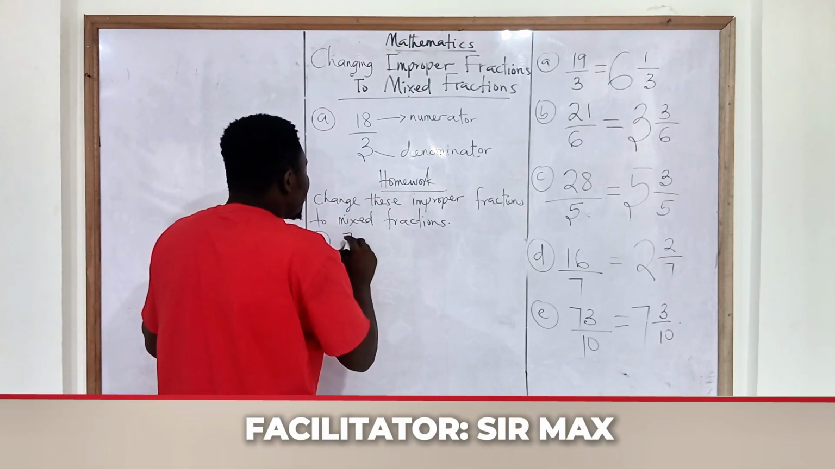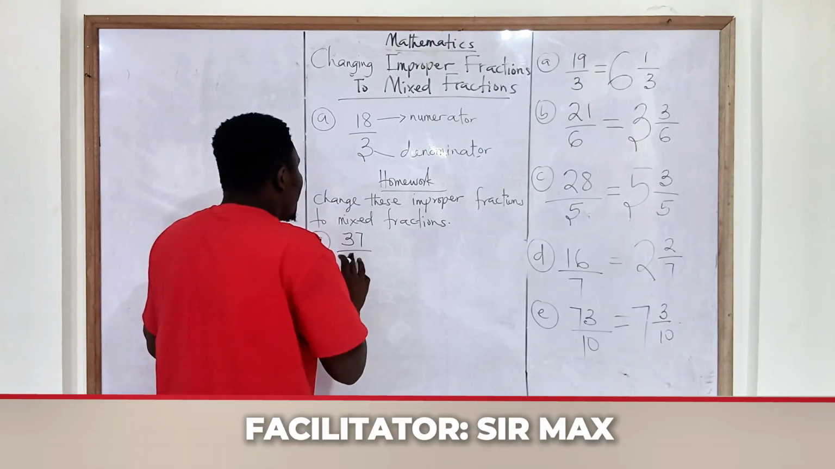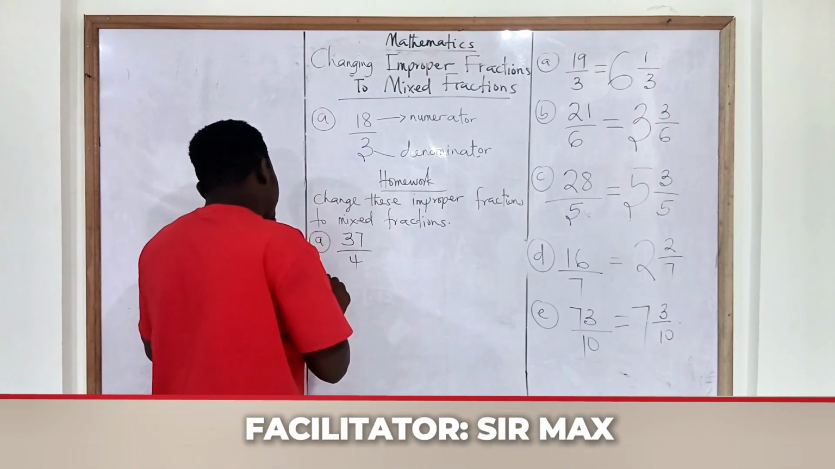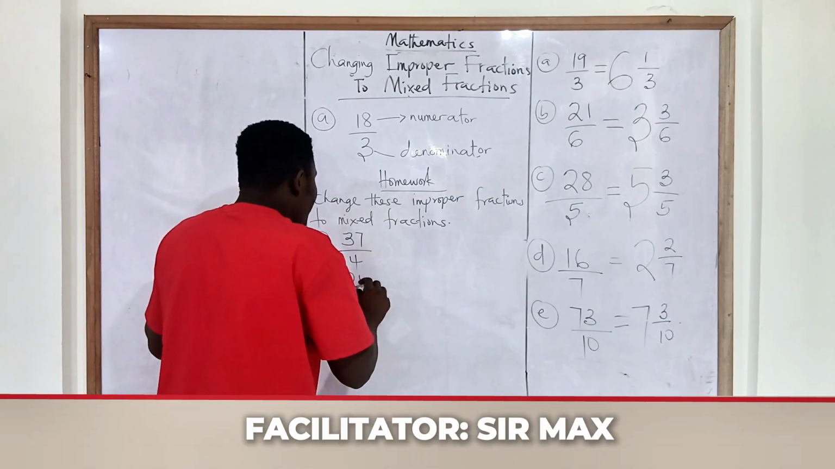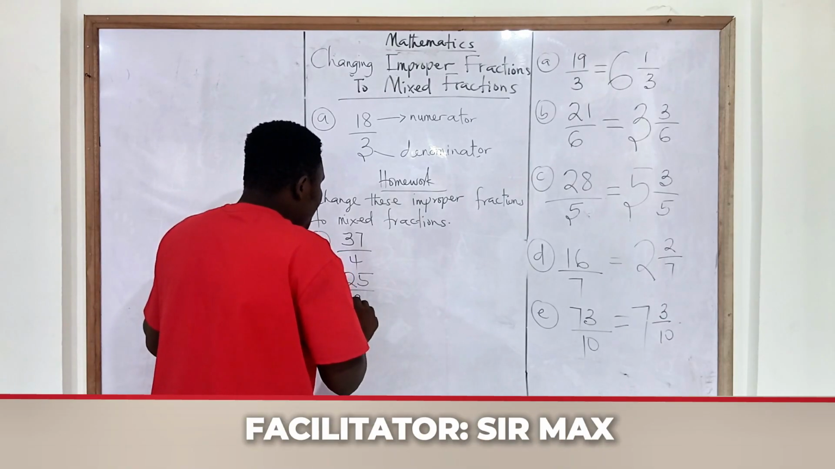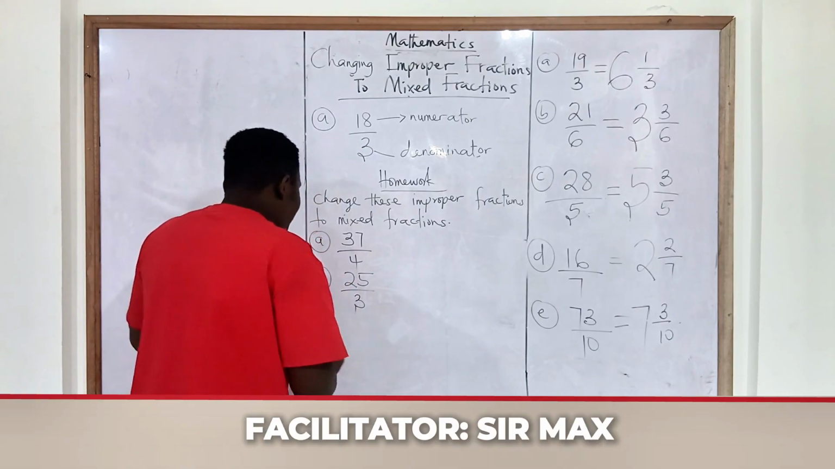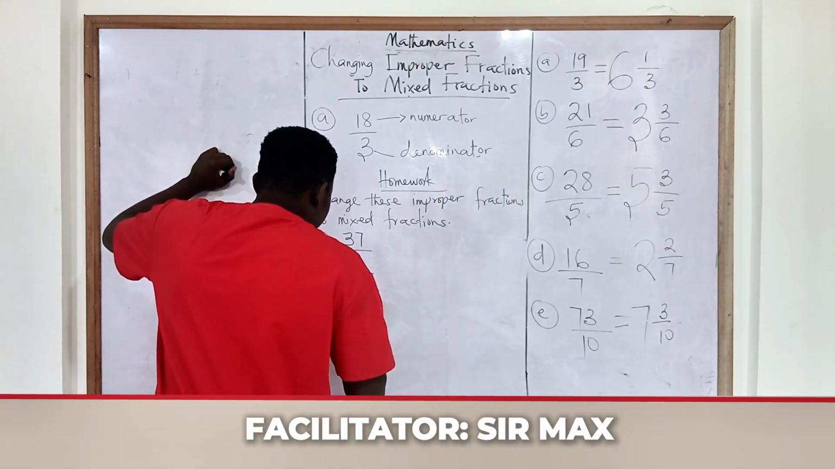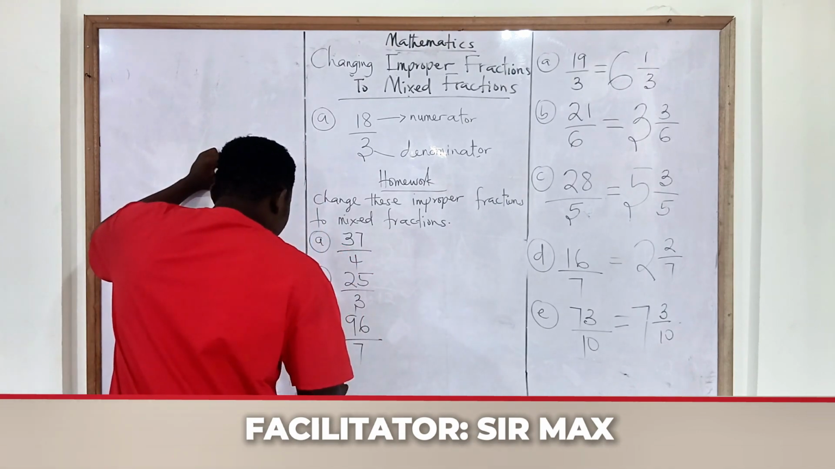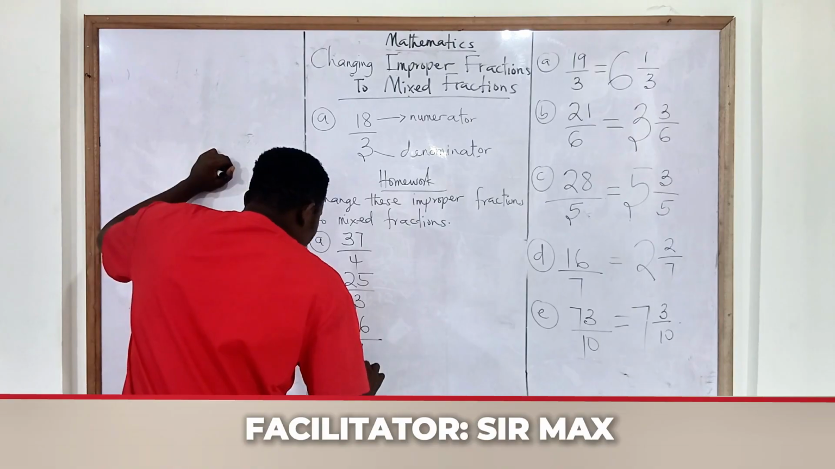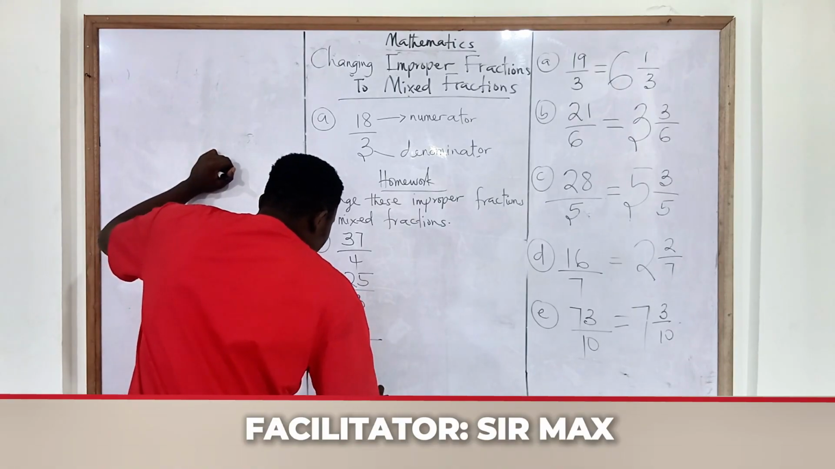37 over 4. Let's have 25 over 3. Let's have 96 over 7. And let's take 45 over 4.